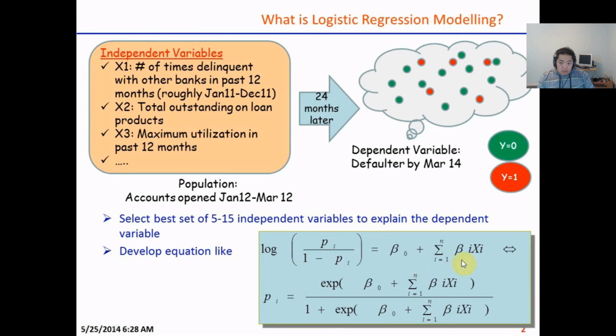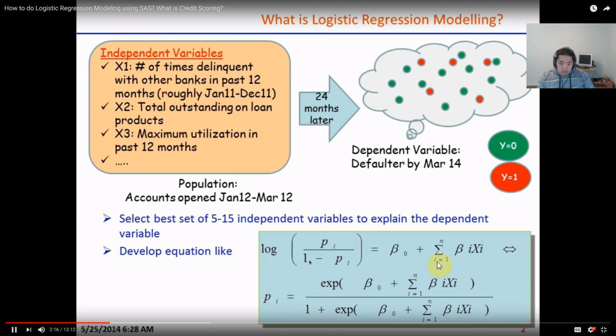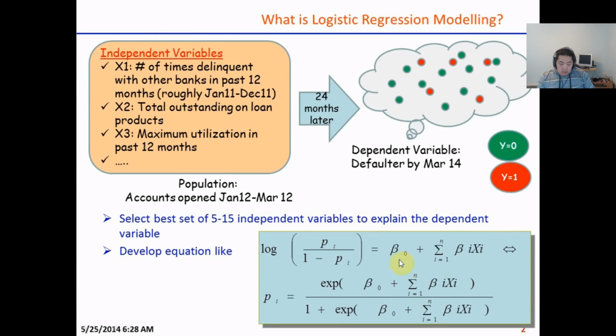Then here you have the intercept b0, and here xi is the independent variable and bi is the coefficient of the independent variable. If you have taken n independent variables, that's how it will come, and ultimately you will develop an equation like this where you are calculating the probability of 1.